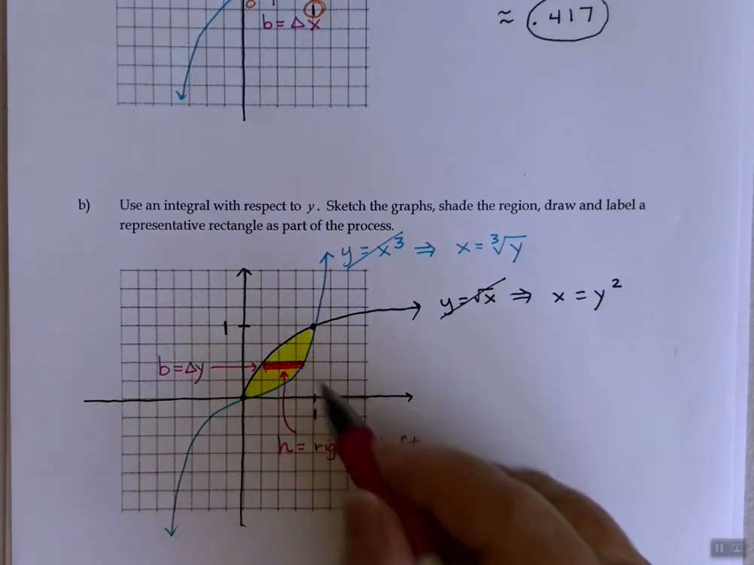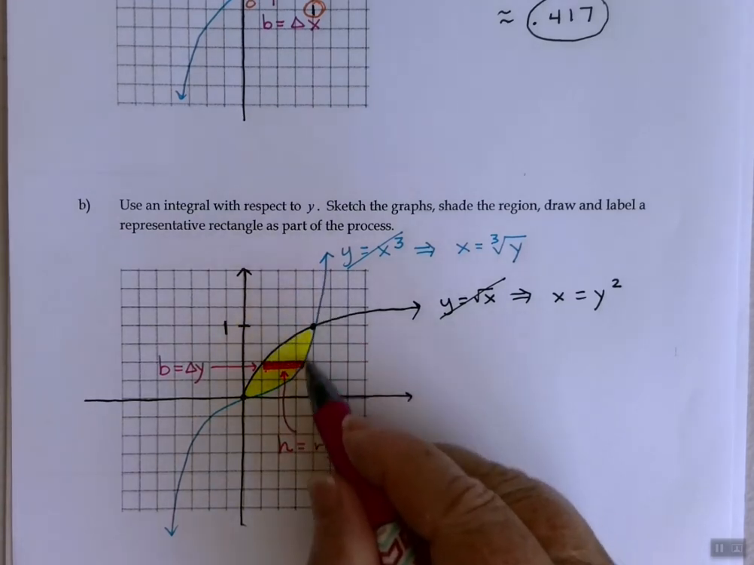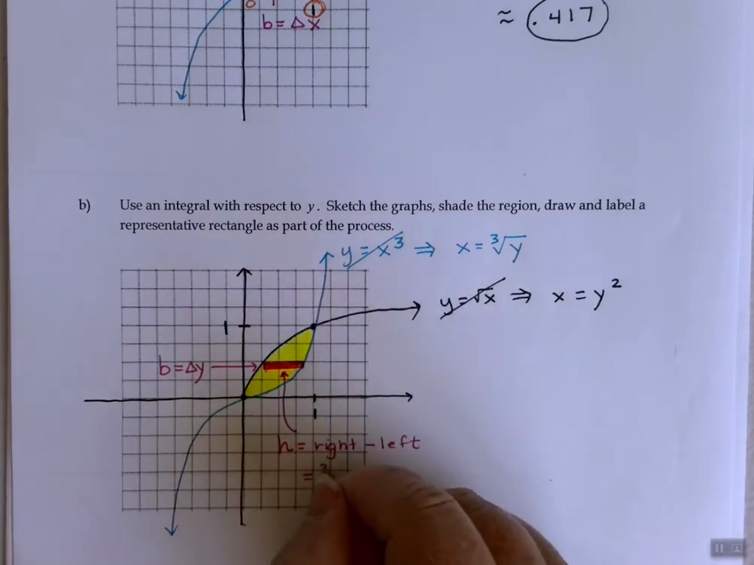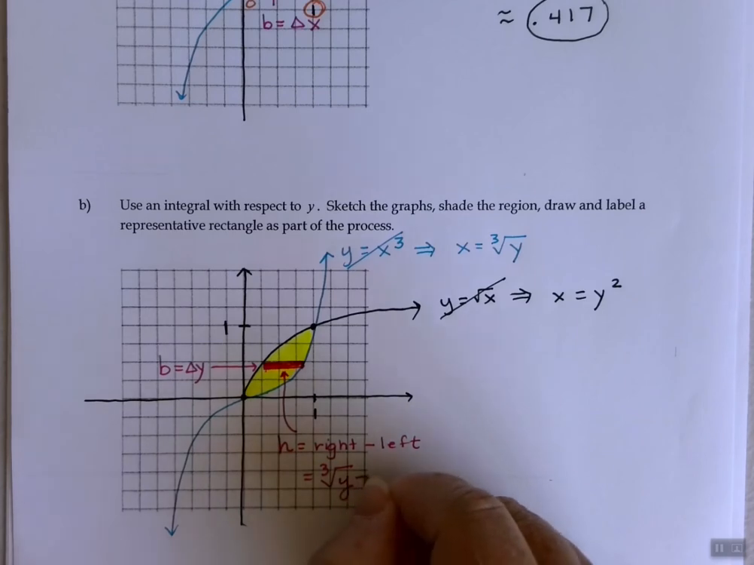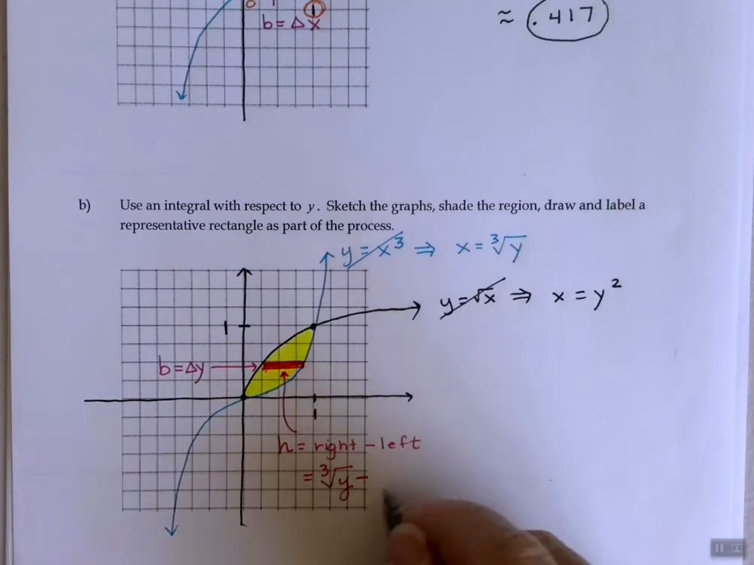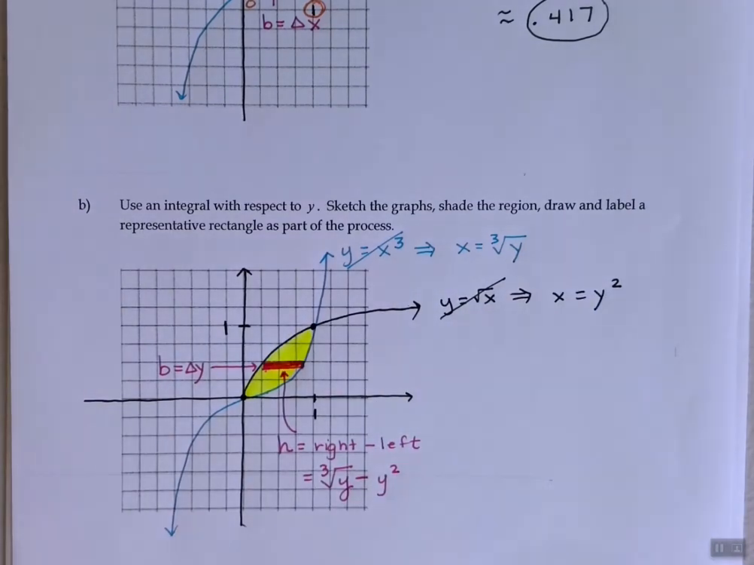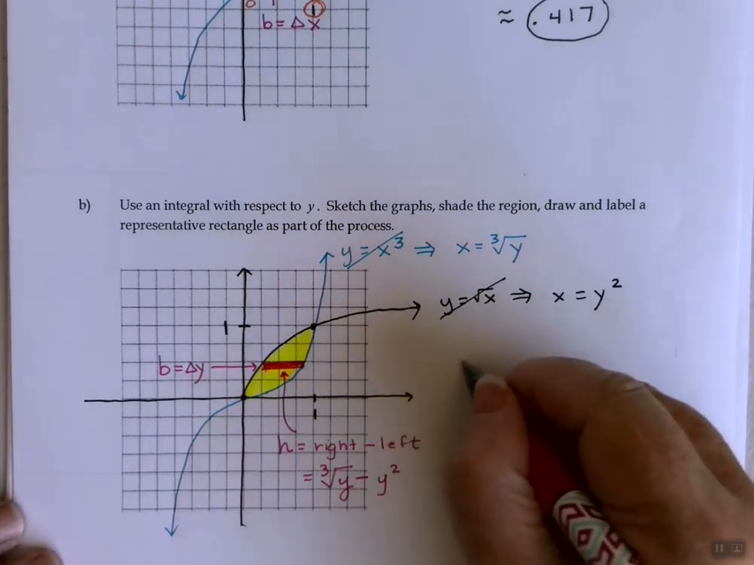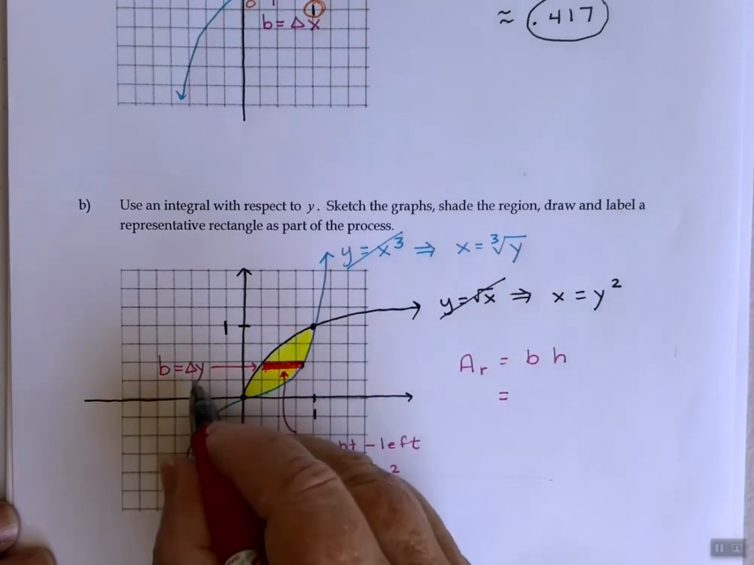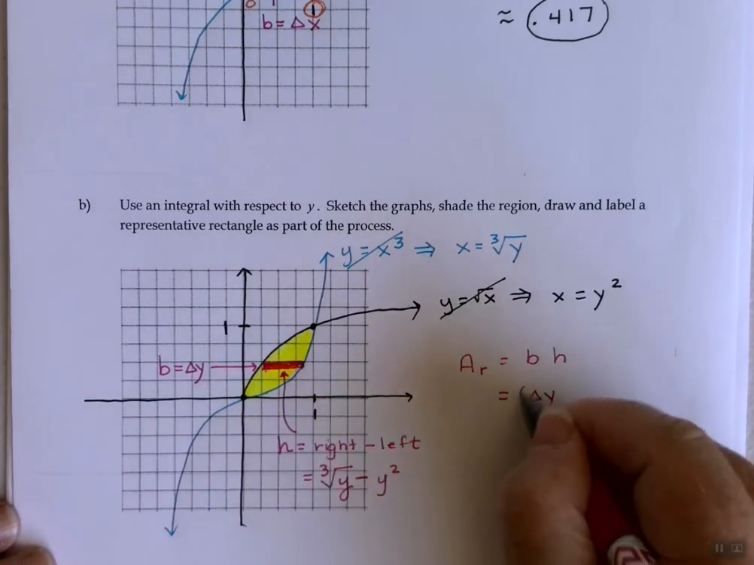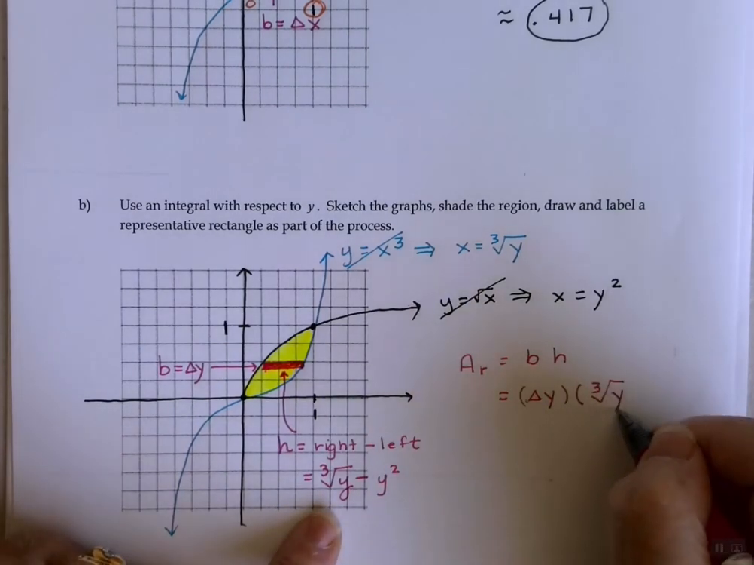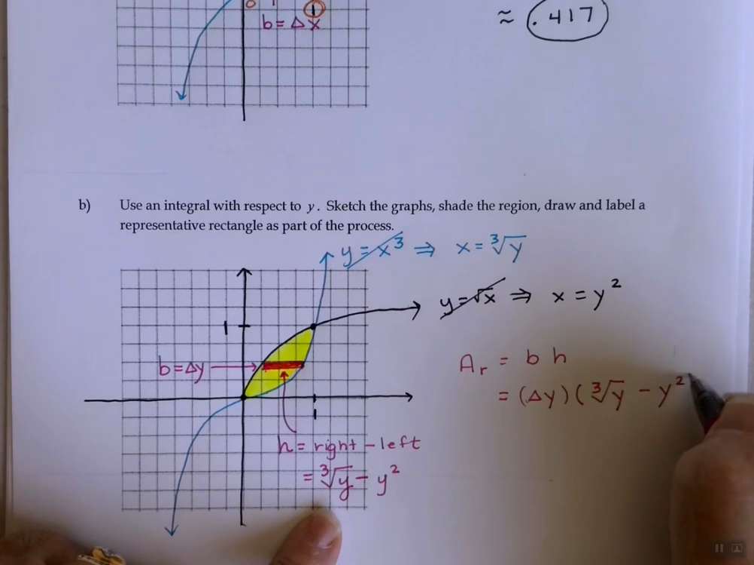Now, the right side is on this blue curve. That was the cubed root of y. And the left side is on the square root curve, which is now y squared. So, the area of my rectangle, base times height, is the base delta y times the height, cubed root y minus y squared.